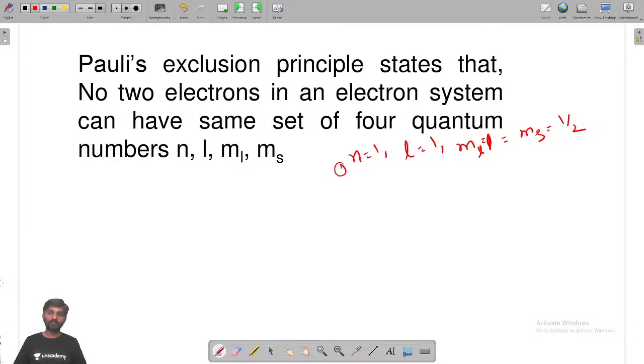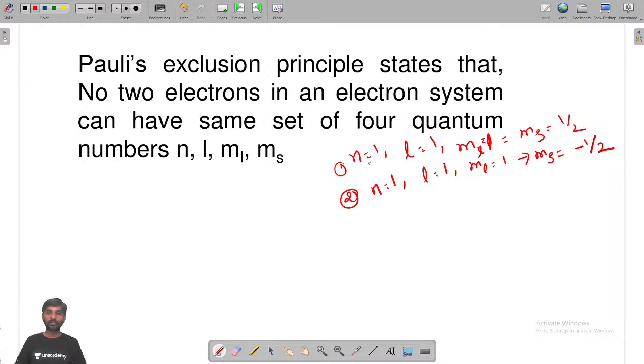But this is the first electron. For the second electron, let's say n is equal to 1, l is equal to 1, ml is also equal to 1, but ms should be at least equal to minus 1/2. The spin of the electron is minus 1/2.